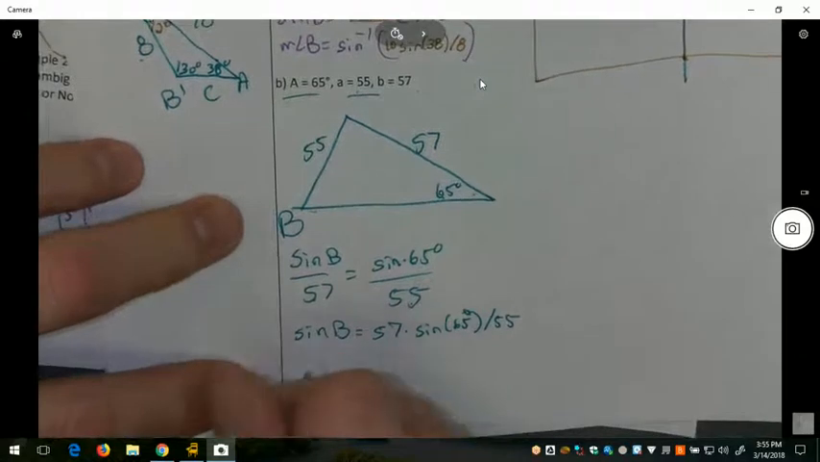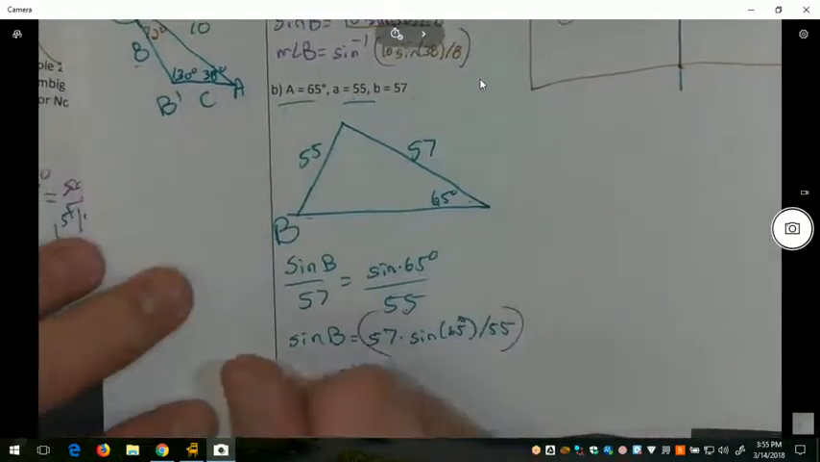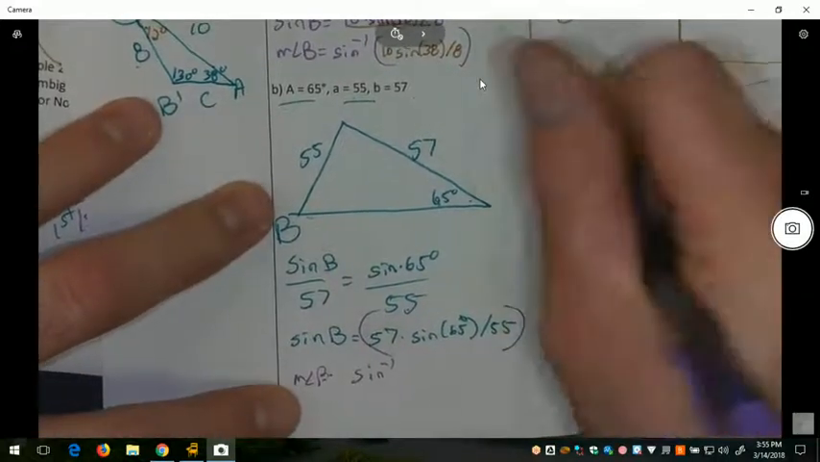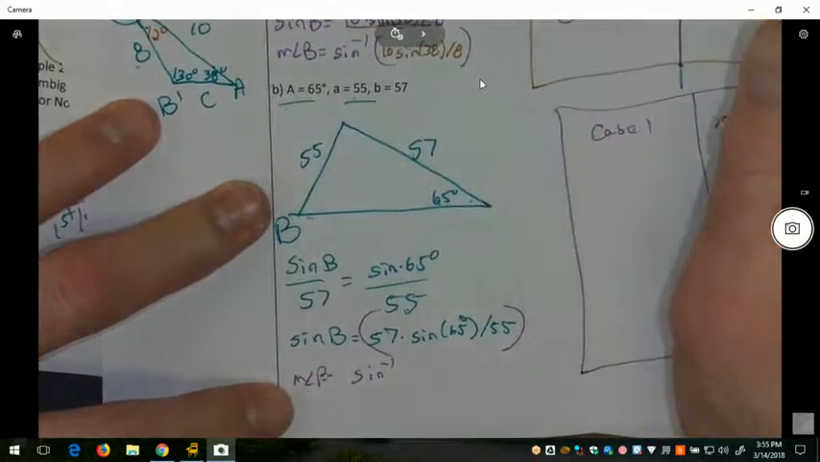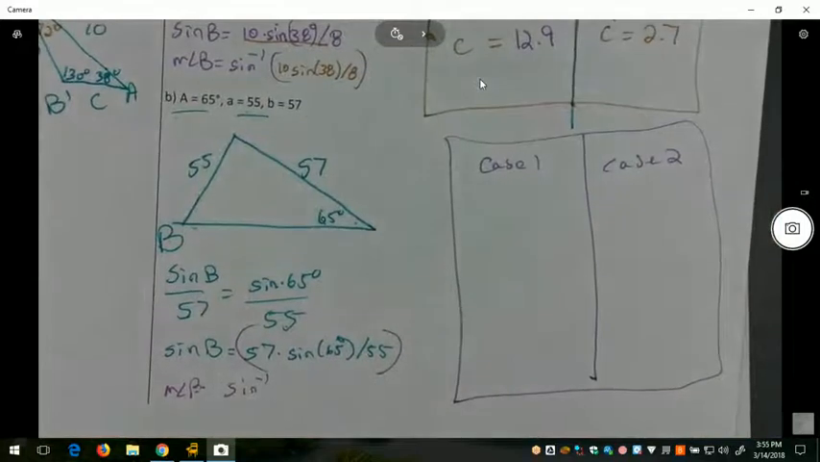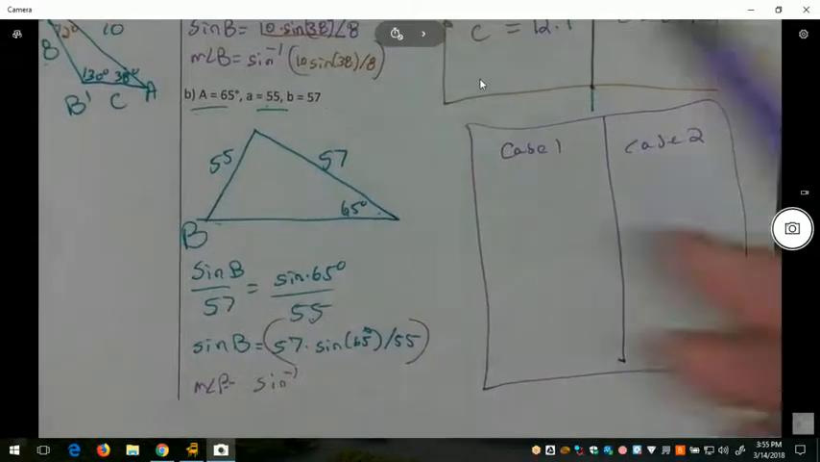To find the measure of angle B, we have to do sine inverse of this whole thing. And again, we're going to have two possible cases. When I see angle, side, side, I'm going to try to see if I have two cases. I may have none, which I'll get the error on my calculator. We saw that. Or I might go to case 2 and it might not exist. But in this case, I think it's true because that's the example.